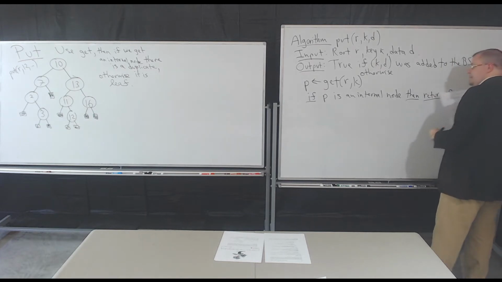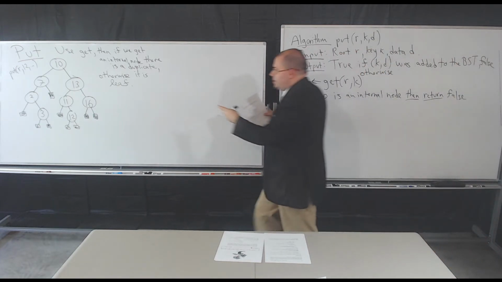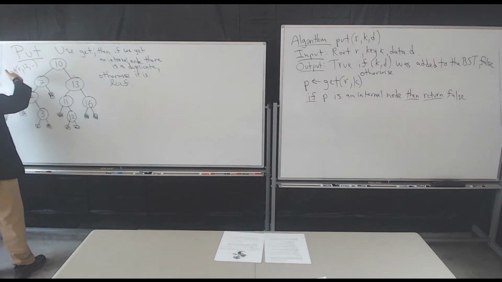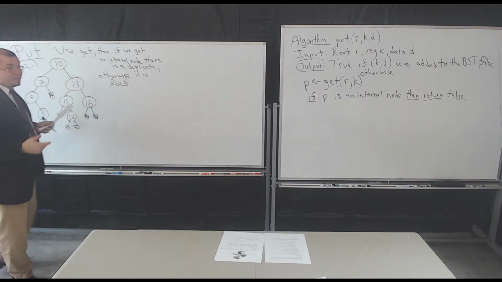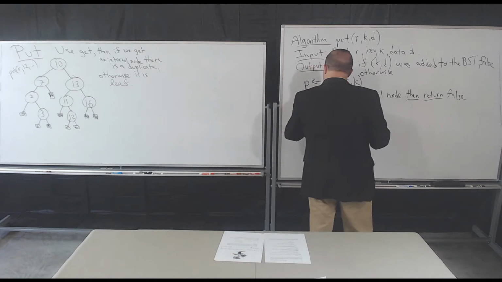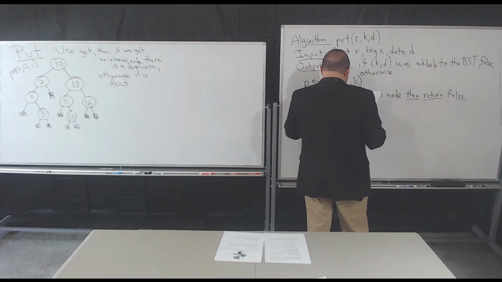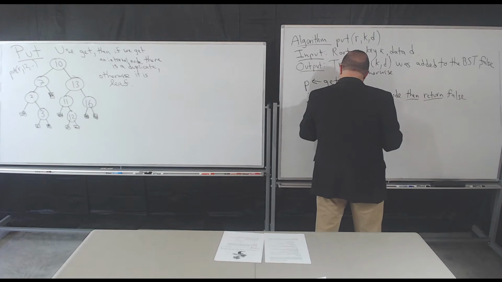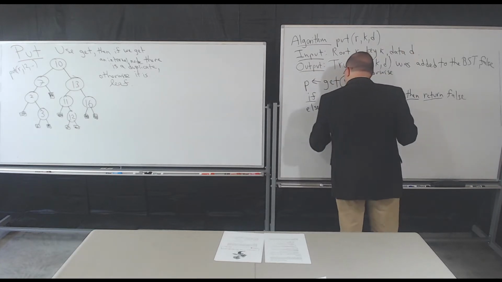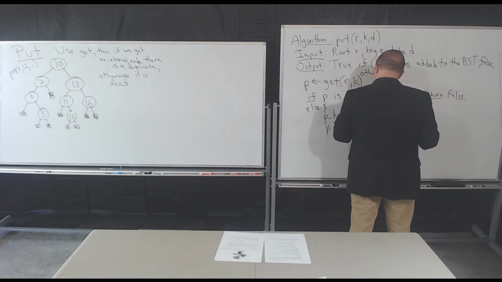I return false because I hit a duplicate. Because if I use this get process and I hit one of these, like if I try to put 13 in, it would give me back this node. And that's an internal node, so hence there's a duplicate, so I shouldn't do any insertion. Otherwise, we have a leaf, right? So we're going to say that P dot key is going to be just K. P dot data is going to be D.